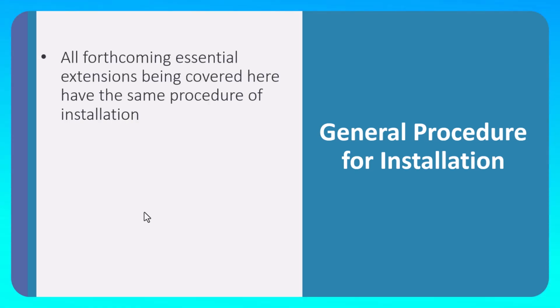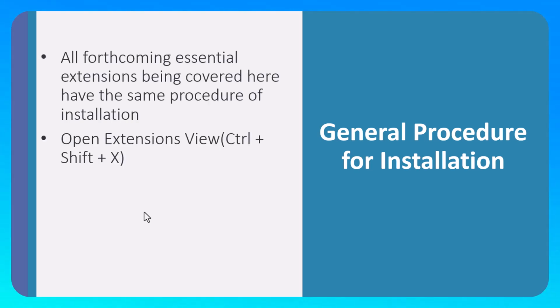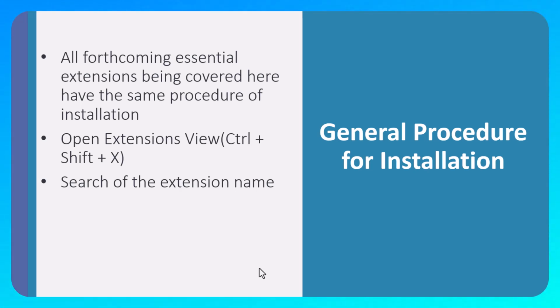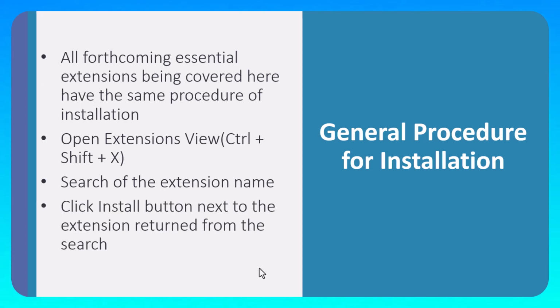And now the general procedure for installation of all the other extensions that I have covered in the opening slide is, just click on the extensions view or press Control plus Shift plus X. This is the key combination that will open the extensions view, and then search for the extension by name, and then click the install button next to the extension returned from the search.